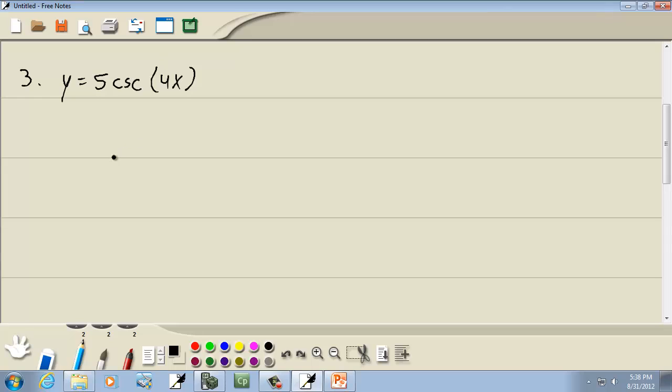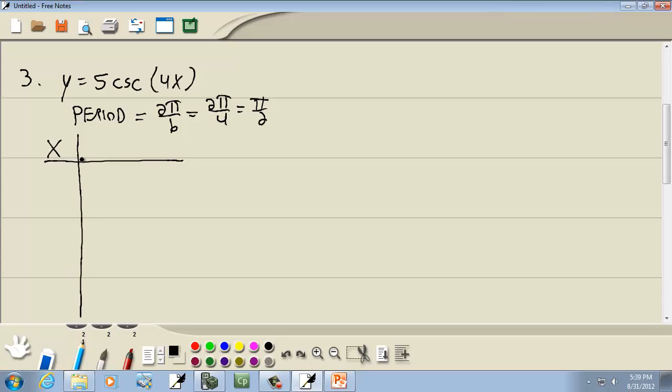Okay, let's find our period first. Our period for cosecant is 2 pi over b. And b is the number before x, which is 4. So we got 2 pi over 4, which gives us pi over 2. Okay, so we got our x and our y of our t-chart. This is always 0. Clear down here is always our period, so that's pi over 2.